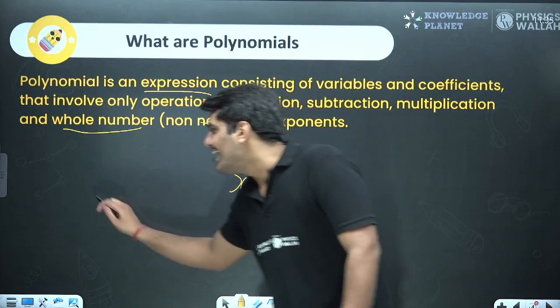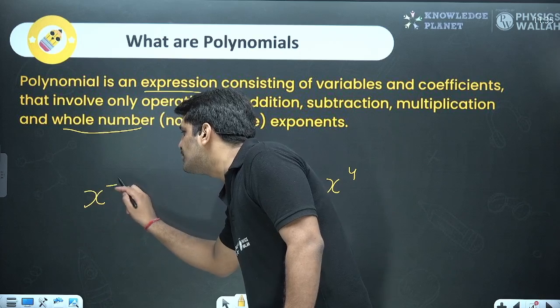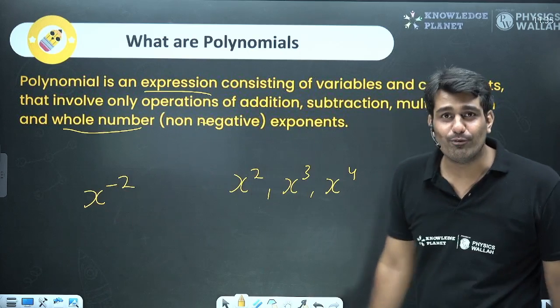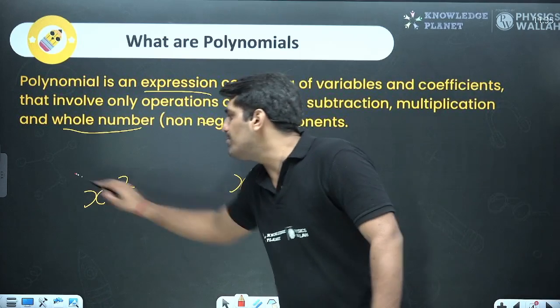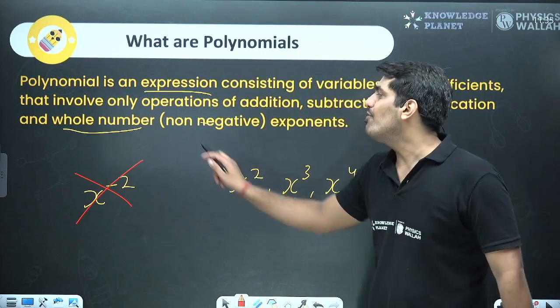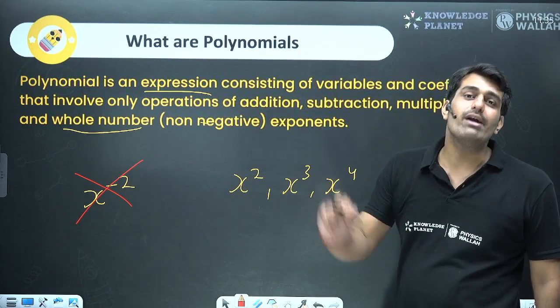So, if I say x raised to the power minus 2, will that work for me? Going by the definition, it will never work for me because that's entirely wrong. I want a whole number.